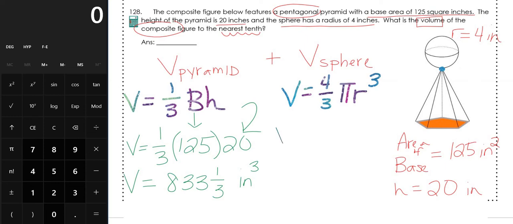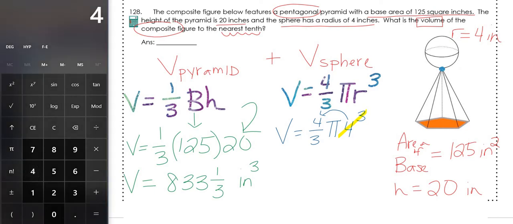And now we have V equals 4/3 pi 4 cubed. Now the way that we're going to multiply this is we start with the 4 to the 3rd power first. Then after we get that, we're going to multiply by 4 and then divide by 3 and then finally multiply in pi. That's the way I like to do it. If you want to do it a different way, go right ahead.